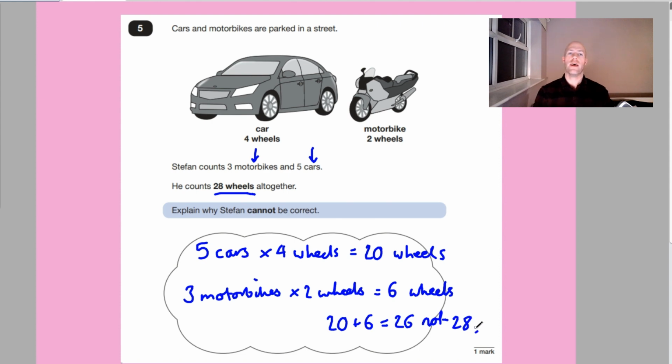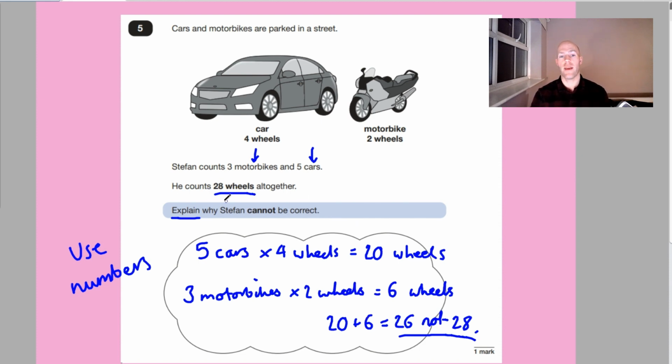Two things on this. On a written question, when you need to explain, I know you think you can just use words. You need to use numbers in a written explanation every single time, because the mark scheme is going to have numbers in there. And I know this sounds almost comical, 20 add 6 equals 26 and not 28, but what you're doing is you're referencing back what the original statement was.